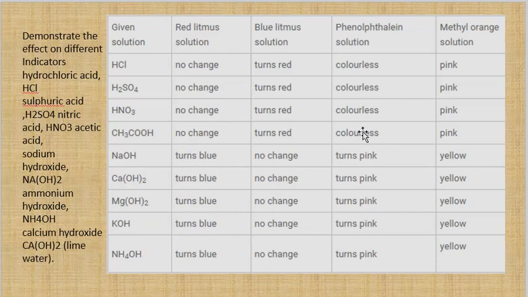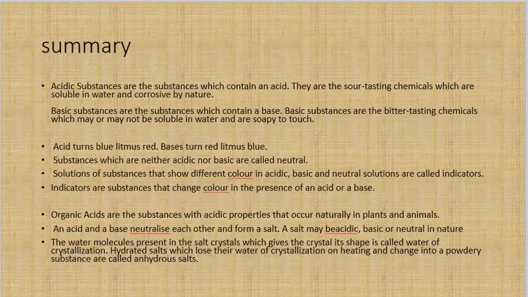Here, the acidic is colorless, but when a base is added, it turns pink. Again, when you add an acid, it becomes colorless. So, methyl orange. In methyl orange, the acidic is pink. And then base, it is yellow. Acidic is pink, base is yellow. This is the reaction of certain materials. If you remember this, it will help to answer some small questions.